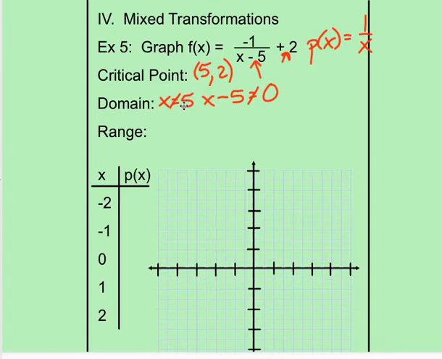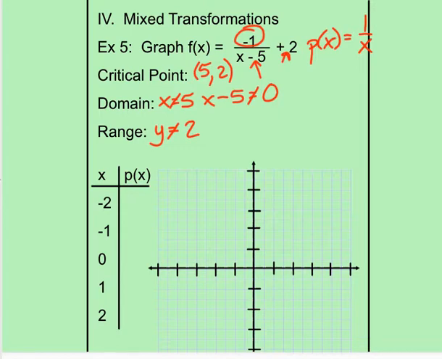And then thinking about the output with the parent function, it's 0. So because this got shifted up 2, this time our range is y cannot equal 2. We've got a reflection on this one because it is not grouped with the x. It is a vertical reflection, but that doesn't affect the domain or range. We're just going to have our hyperbolas in different quadrants.